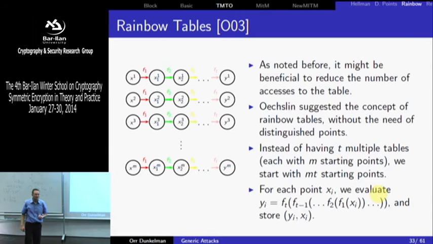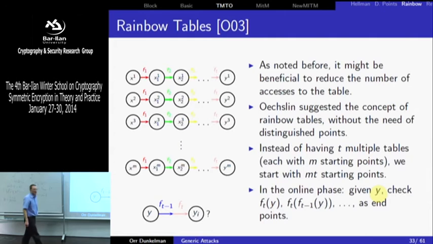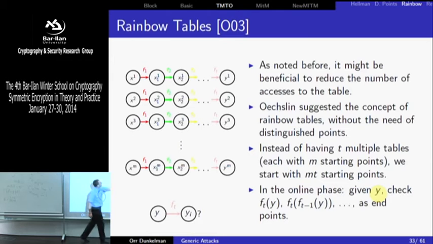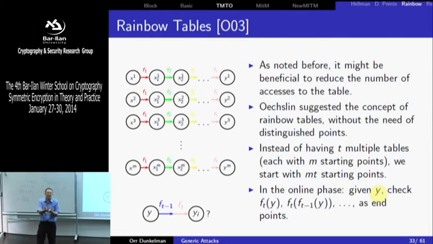Well, if I'm giving you a point, you first apply FT and search in the table whether FT of this point is an endpoint. If this is not the case, you apply FT minus 1, then FT. So by applying FT once, I'm checking whether this Y is in the last column. When I have FT minus 1, FT, I'm checking whether this point is in the second column, third column, fourth column, etc. And we already solved the problem of collisions between different chains, because if the value here is equal to the value here, who cares? This goes through F2 and this goes through F3.